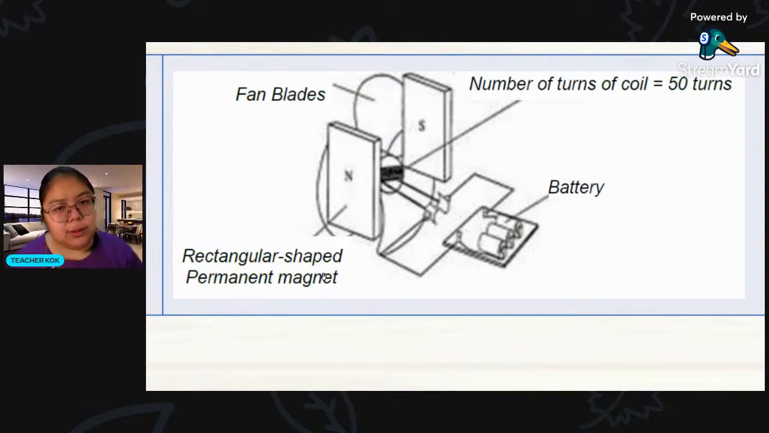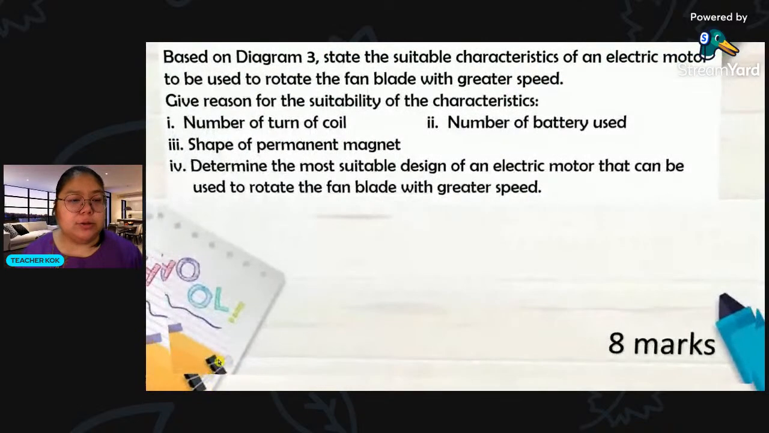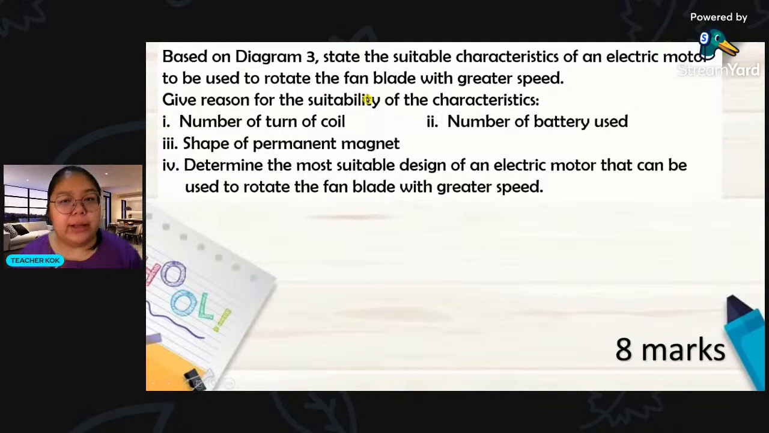Now you tell me which one should be the most suitable to let the motor turn faster. After you see the 3 motors, the question should be asked. State the suitable characteristic of the electric motor to be used to rotate the fan blade at greater speed. They want fast. First, number of turns of the coil, what do you want? Remember for this kind of question, although they say 50, although they say 10, we do not need to mention the number.